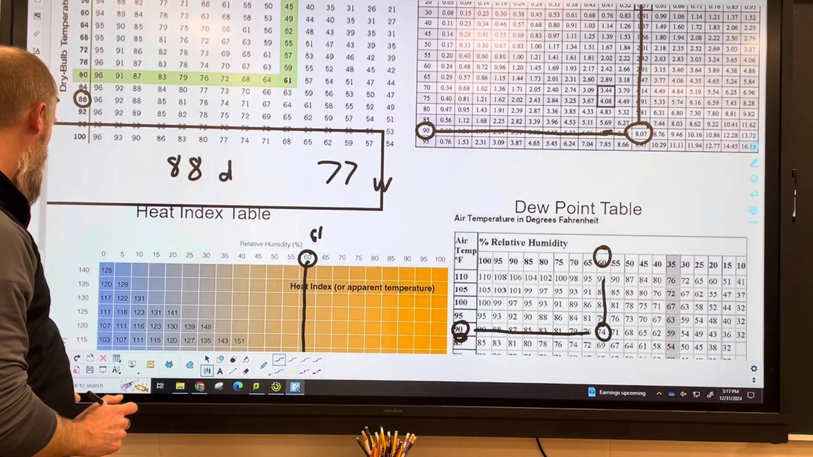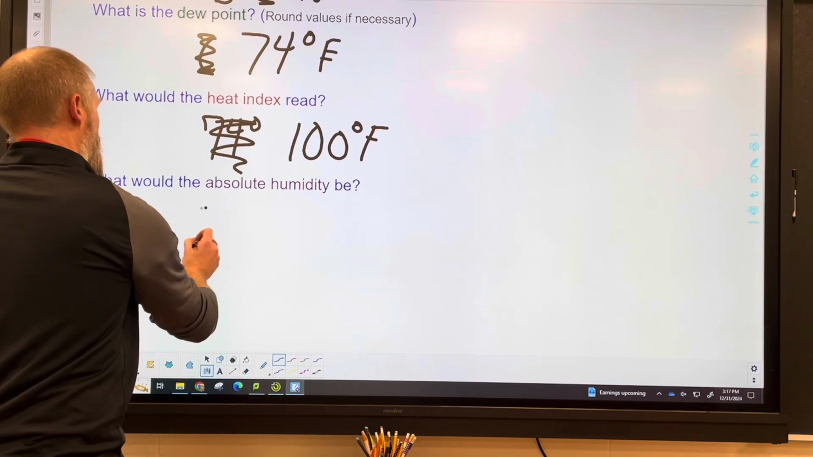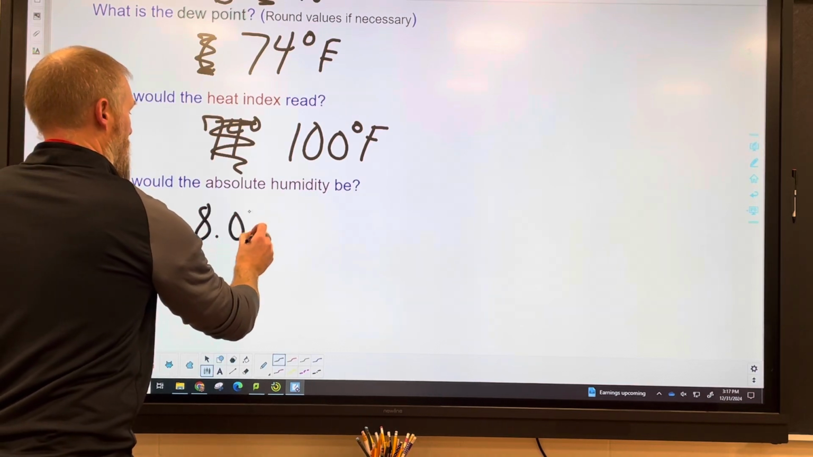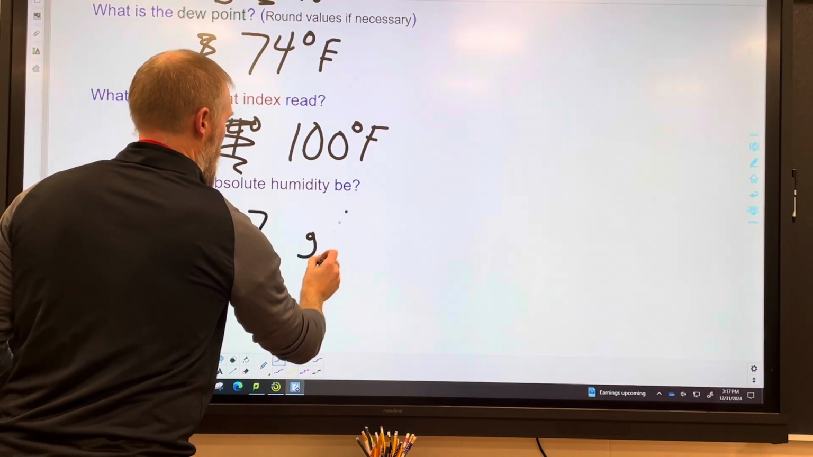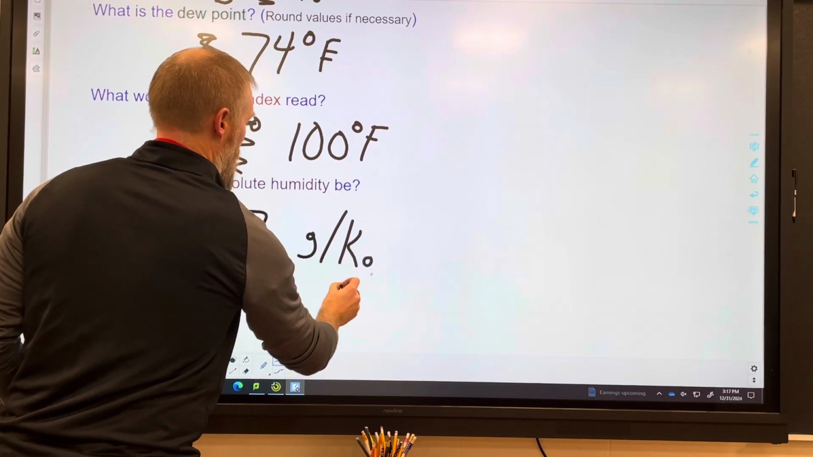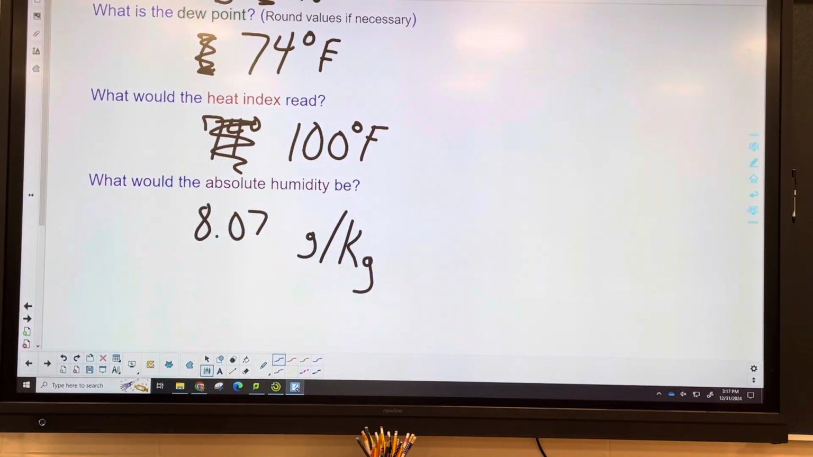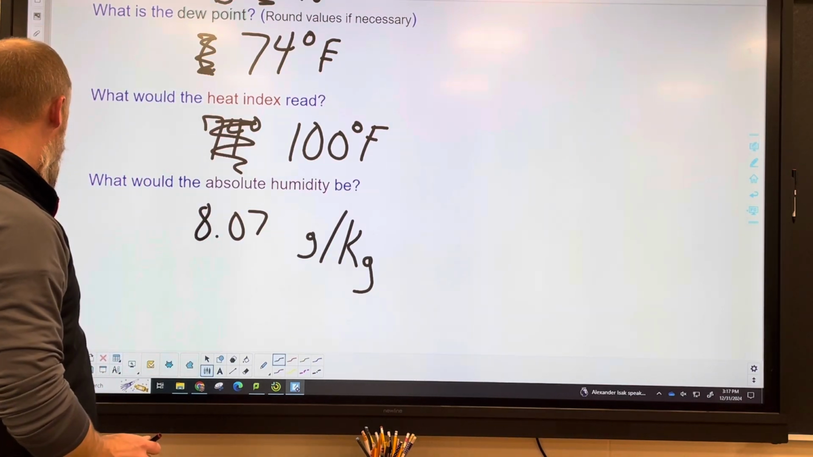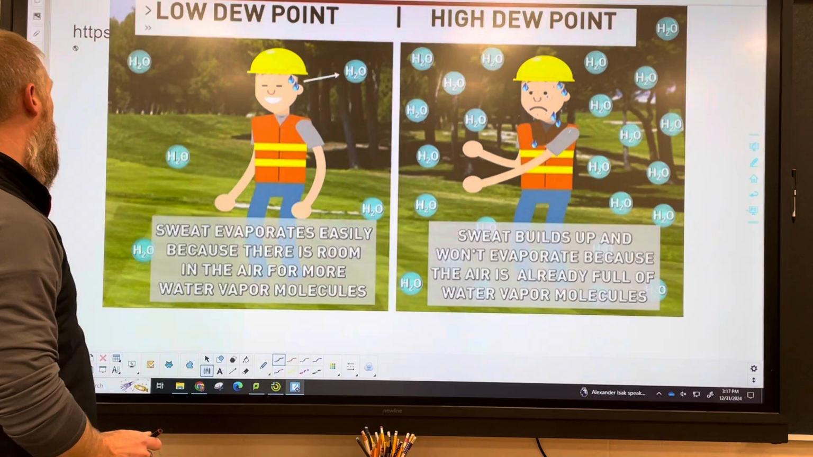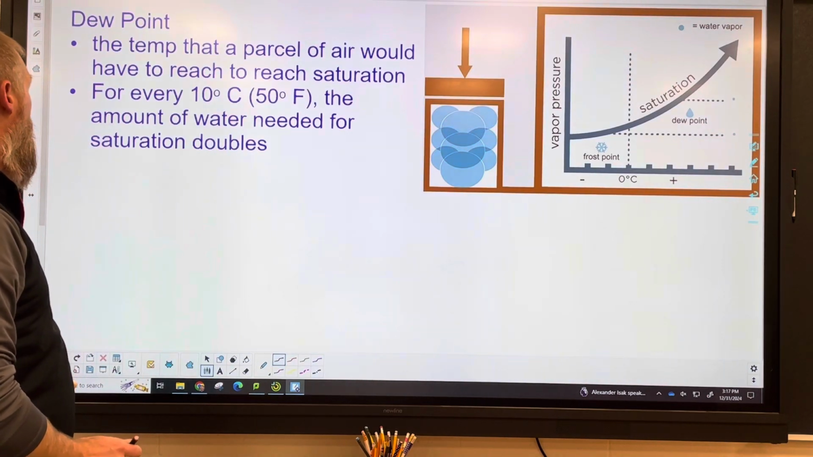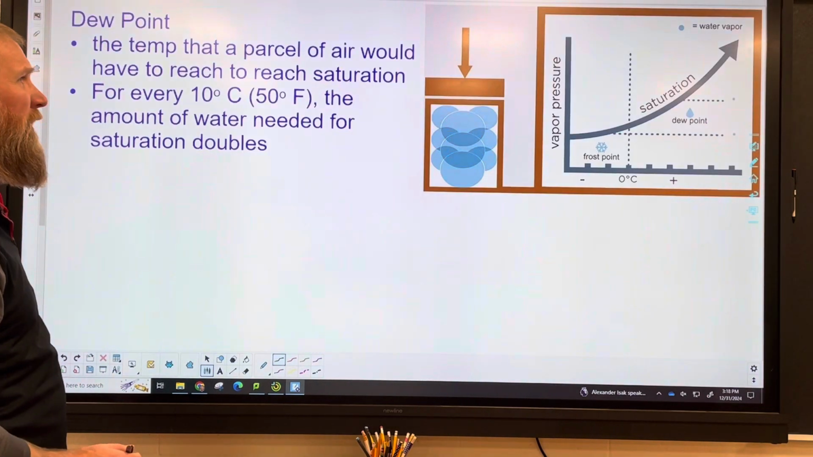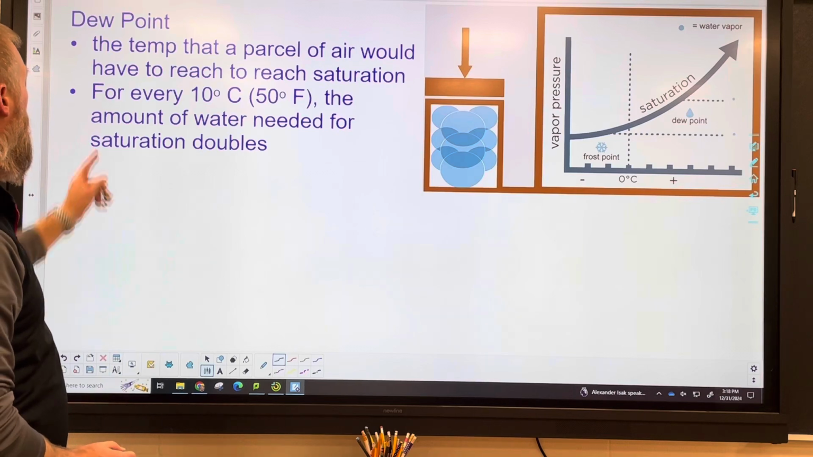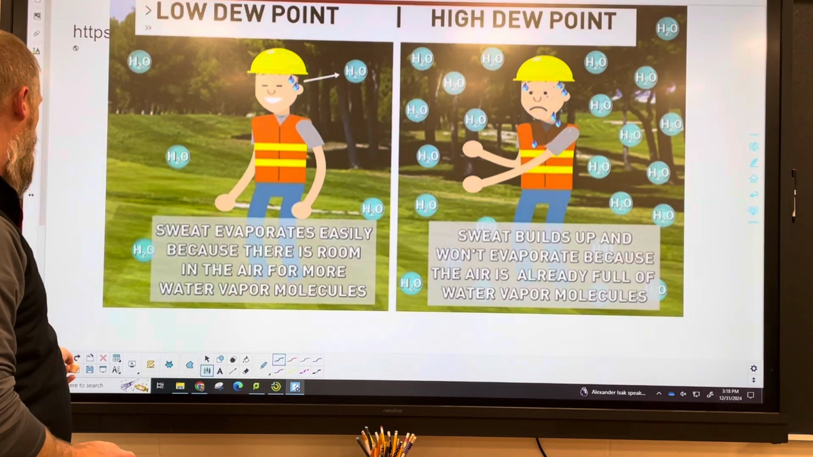So that's the amount of water. That would be 8.07, I believe it's grams per kilogram. I know this one's right. Dew point, is that a temperature? Let's go back. Yeah, dew point is a temperature as well.